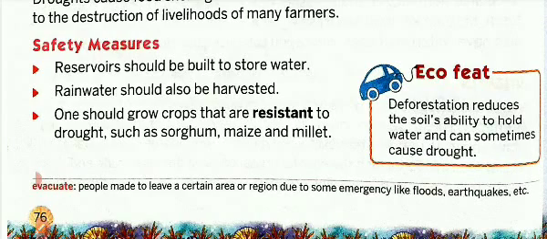Rainwater should be harvested. When there is excessive rain, then we should store that water. One should grow crops that are resistant to drought, like sorghum, maize, and millets. These crops need less water. That's why we should grow these kinds of crops, and it is known as resistant to drought. Eco-feast: deforestation reduces the soil's ability to hold water and can sometimes cause drought. This is also one big reason for drought.